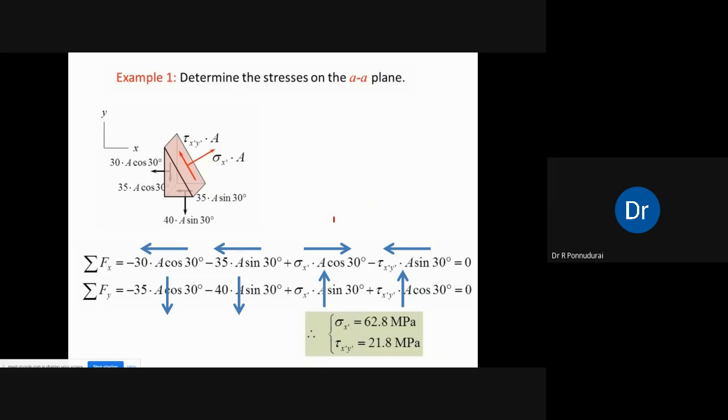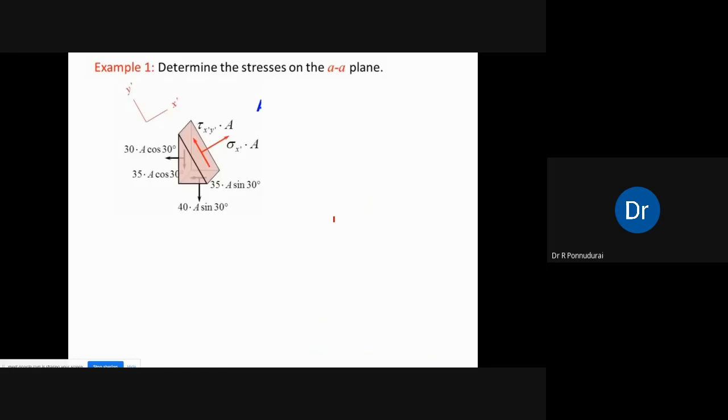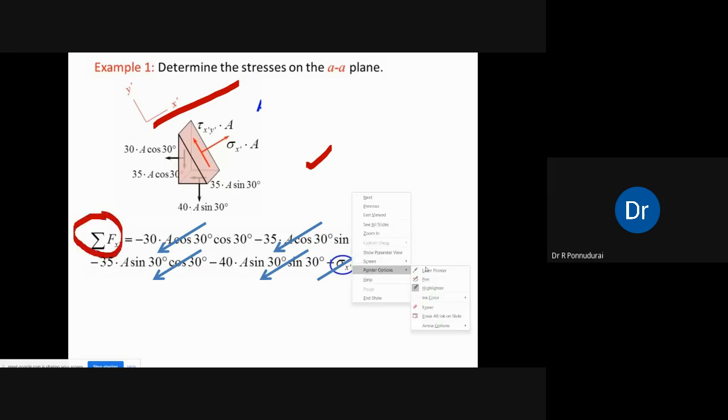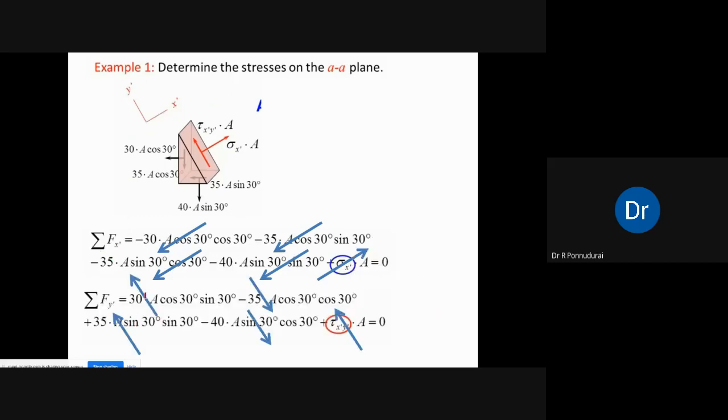You can take a screenshot of the expression, and after that you can calculate these values. The same element can be analyzed by taking the reference axes x dash and y dash this way, instead of Fx and Fy, that is, all along the x dash direction and all along the y dash direction. Here again you can get the expression this way. The sum of all forces along the x dash direction equals zero, and the same along the y dash direction equals zero.